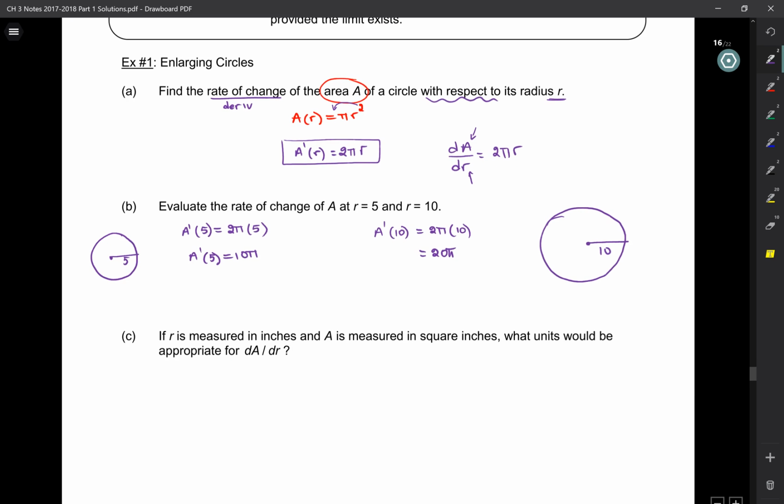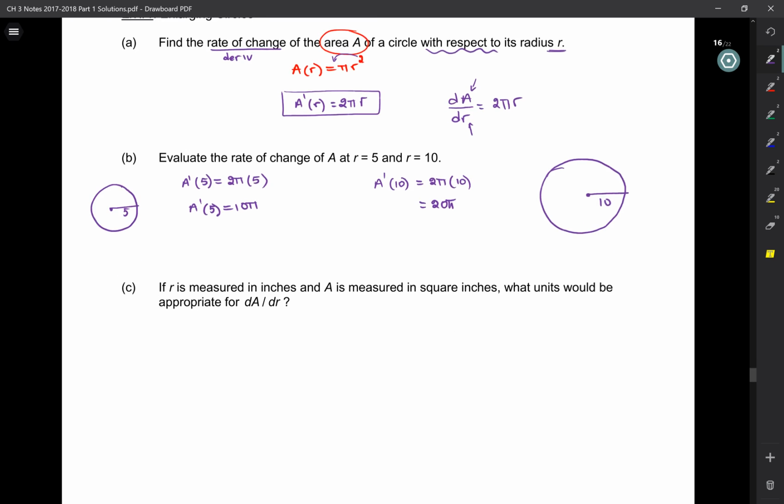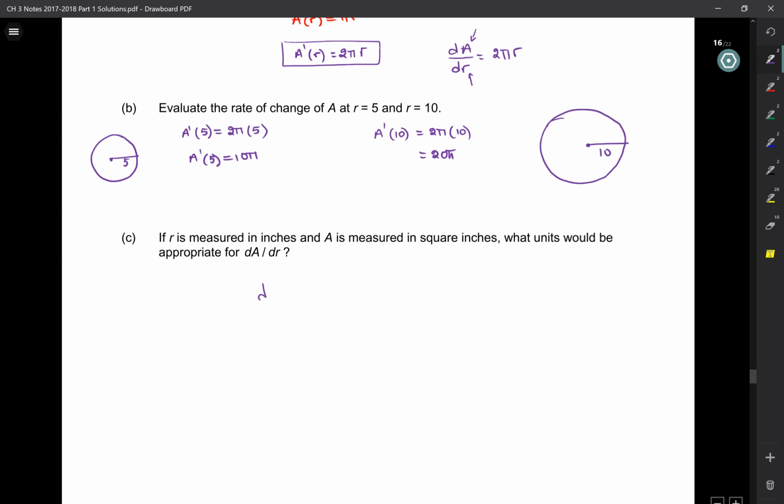All right. If r is measured in inches and A is measured in square inches, what units would be appropriate for dA/dr? Okay? All right, so let's see, dA/dr. And this is some of my favorite stuff because for me, it solidifies what it is that I'm talking about. Okay? All right, so we want dA/dr. Okay? dA is the change in area. Okay? What units are given for area? Square inches.